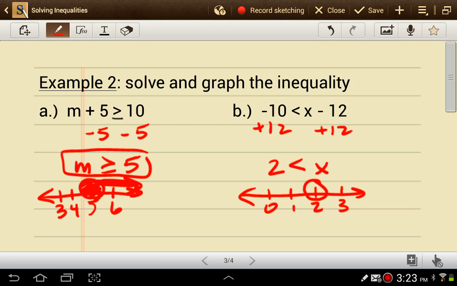So 2 has to be less than what is shaded in. If 2 has to be less than what's shaded in, that means I have to shade in everything to the right. And that gets a little tricky because people see the less than sign, so they want to shade to the left because those numbers are less than.